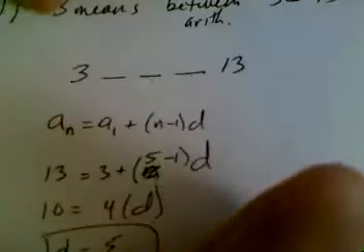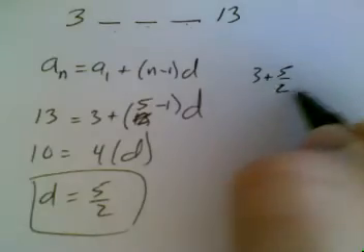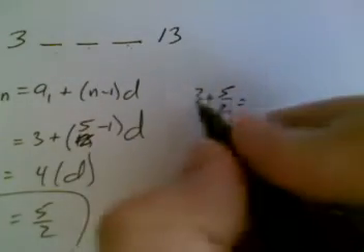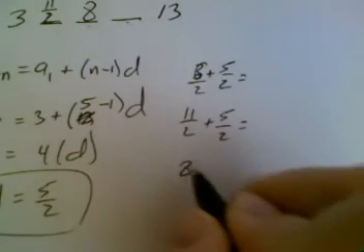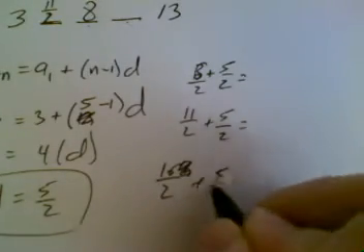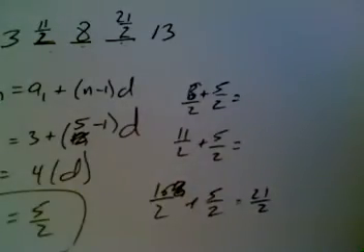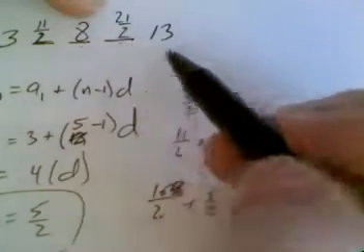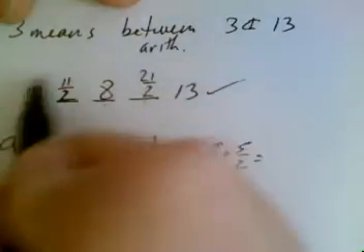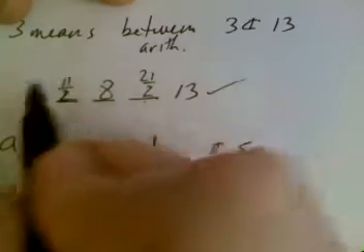So I'm going to do 3 plus 5 halves, and that's going to give me 6 over 2 plus 5 halves, so it's 11 over 2. That's the first arithmetic mean. I add 11 over 2 plus 5 halves again and get 16 over 2, which is really 8. I add 16 over 2 plus the 5 halves and get 21 over 2, which is the third one. I should check this just to make sure. If I add 5 halves to 21 over 2, I get 26 over 2, which is really 13. That does check out. There are my 3 arithmetic means, the answers I was looking for.